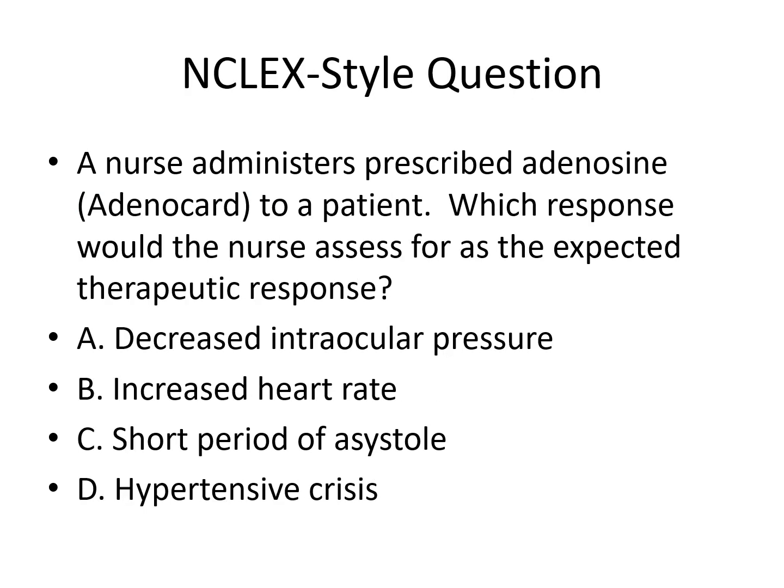Here's an NCLEX style question. A nurse administers prescribed adenosine, which is Adenocard. This comes from our last lecture, earlier, part 1 of this lecture. Which response would the nurse assess for as the expected therapeutic response? Okay, remember adenosine is used for chemical cardioversions, and we have to IV push it very fast. And what are we expecting to see? Yes, ideally, we would like to see a short period of asystole and then for the heart to automatically start beating again and hopefully a normal sinus rhythm. So C is the correct answer.